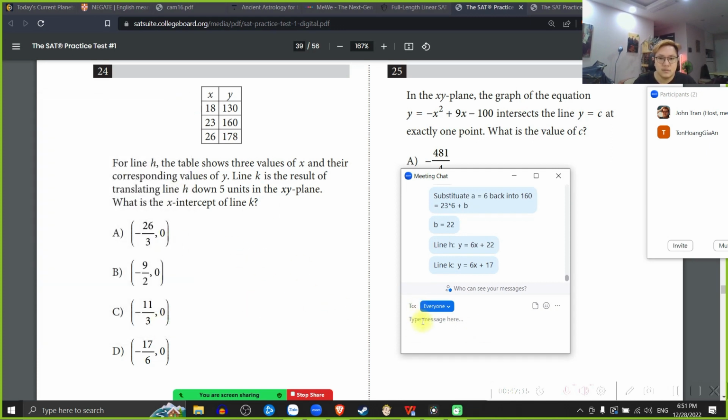Yep. And then we know that x-intercept means y equal to 0. So it means 0 equal to 6x plus 17. And x will be equal to minus 17 divided by 6, isn't it? The answer is D, isn't it?